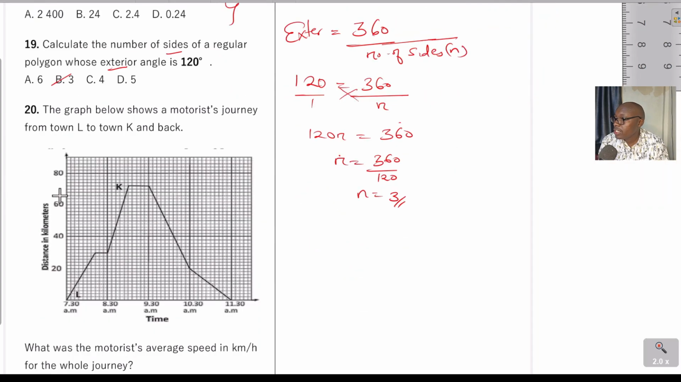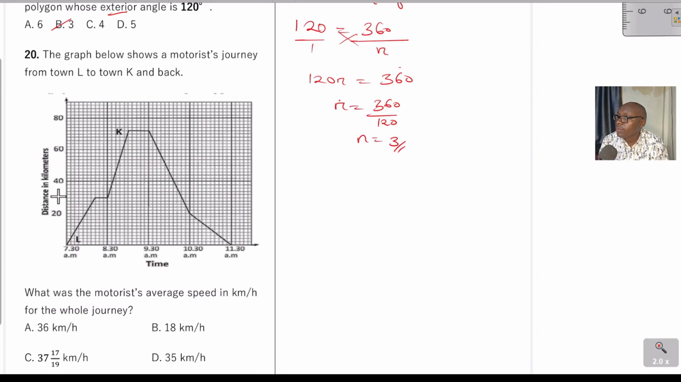We go to the last question for that section. The graph below shows the motorist journey from town L to K and back. So you can see the figure there. What was the motorist average speed in kilometers per hour for the whole journey? For us to get the average speed, we need to get the total distance, then we divide by the total time taken. Now, he drove from L to K and then back.